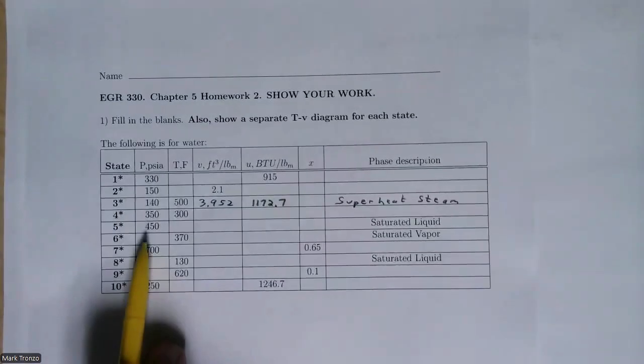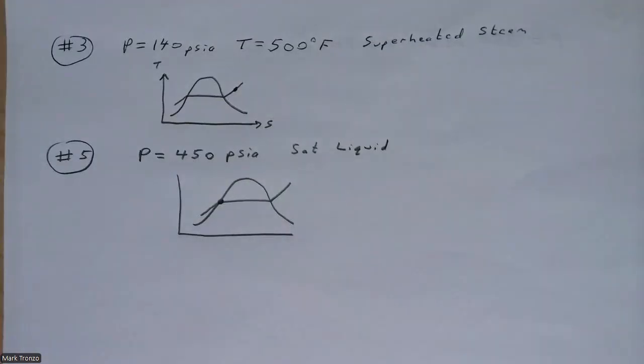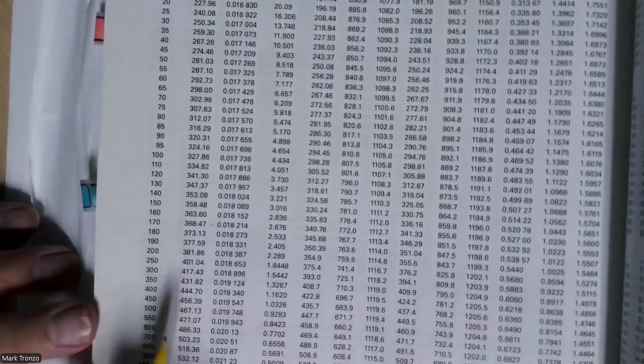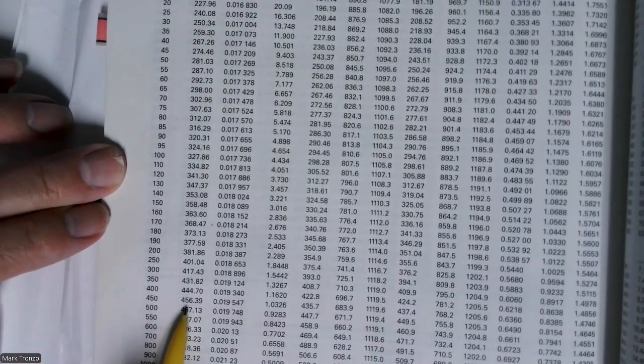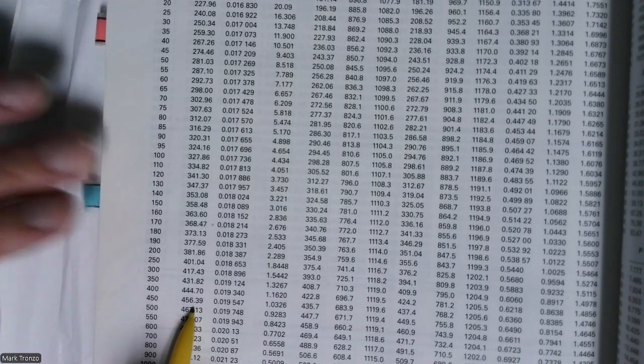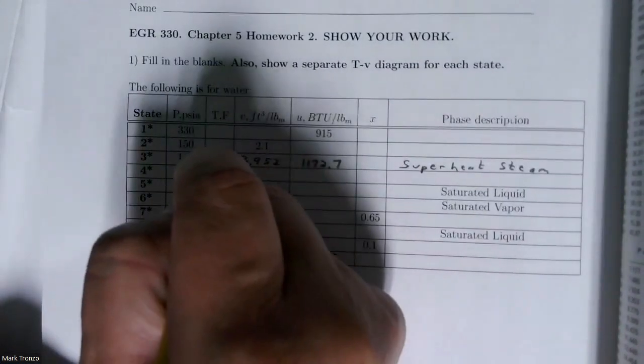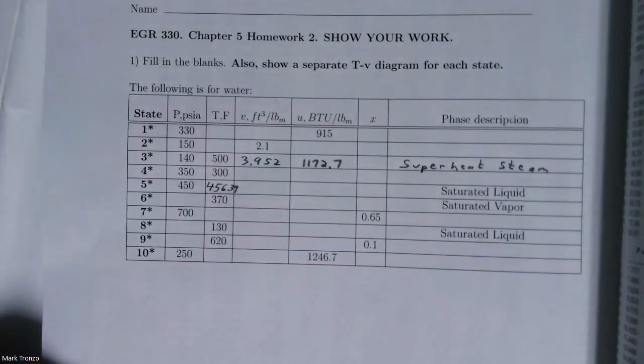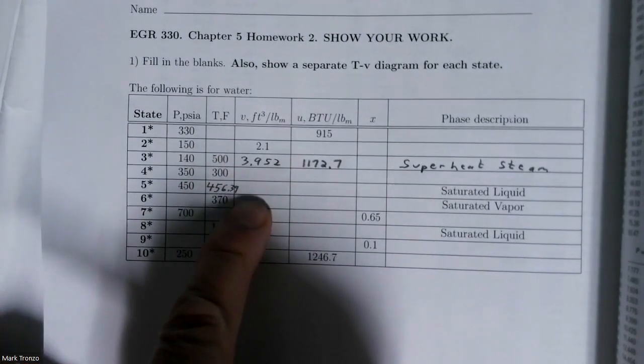And we can find all the other information by looking up in our table. Again, look at the saturated mixture table and look up 450 psia. It's going to be a little bit ways down the table here. So there it is, 450 psia. And the temperature is going to be 456.39. You can read that.